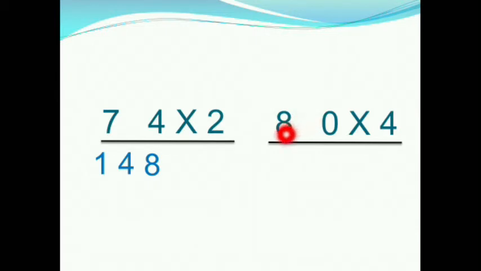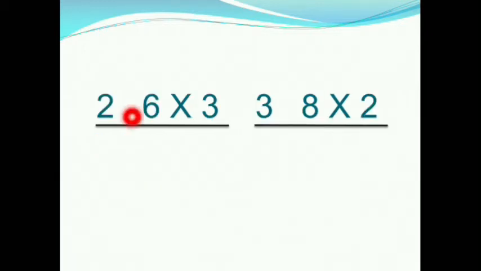Children, now we should find the product of 80 into 4. Here, which is the multiplicand? Yes, 80 is the multiplicand and 4 is the multiplier. First we should multiply 4 and 0. 4 zeros are 0, because if any number is multiplied by 0, the product is always 0. Next we should multiply 4 and 8. 4 8s are 32. Therefore, the product of 80 into 4 is equal to 320.